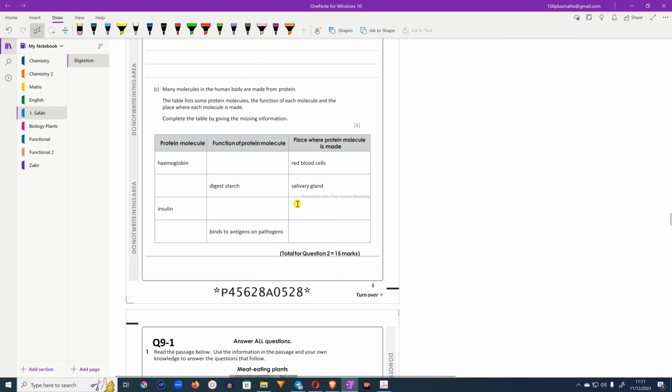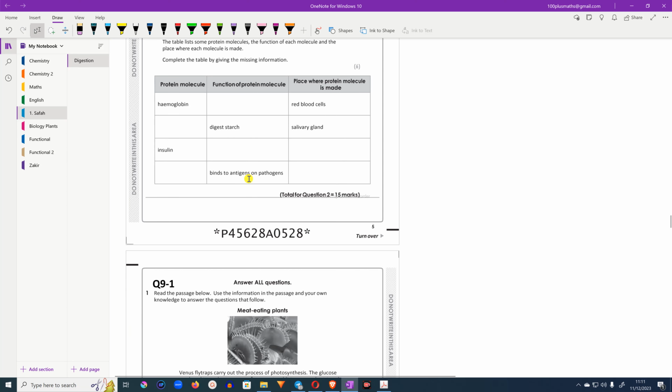What we'll do is, this is about 20 minutes long, so we'll finish this off here, and we can start the other questions later. Right, we've got to complete this table. So the protein is hemoglobin, something, insulin, and something else. Right, the function of the molecule.